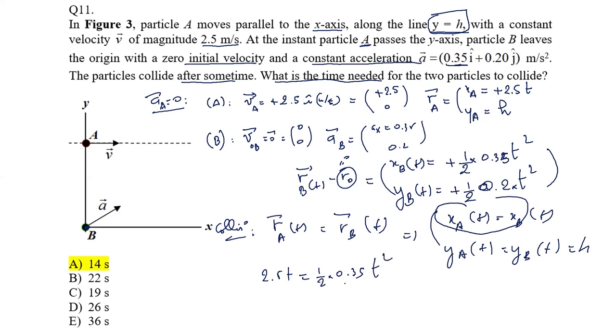Okay. So either t is equal to 0, which is not the case, or t is equal to, let's say, 5 divided by 0.35. You just solve this problem. Okay. So 5 divided by 0.35 will give you 14.